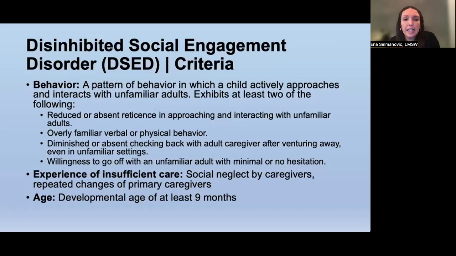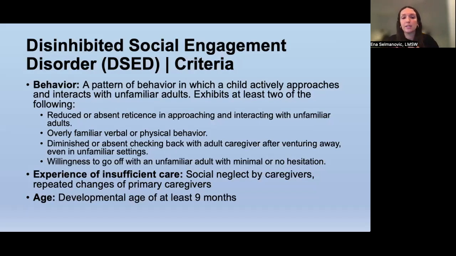Next criteria is experience of insufficient care. So exactly the same as the previous disorder, RAD, this individual must have experienced social neglect by caregivers or repeated changes of primary caregivers. And same age criteria, developmental age of at least 9 months. I do want to clarify one thing about this experience of insufficient care.